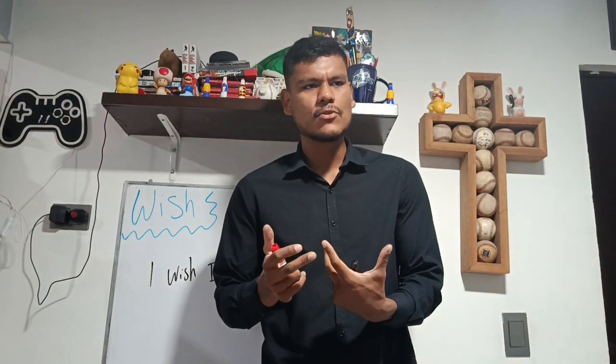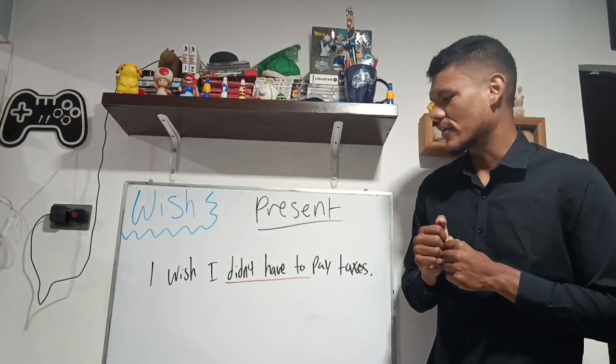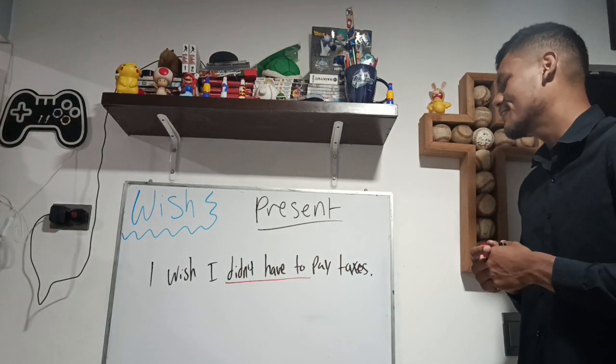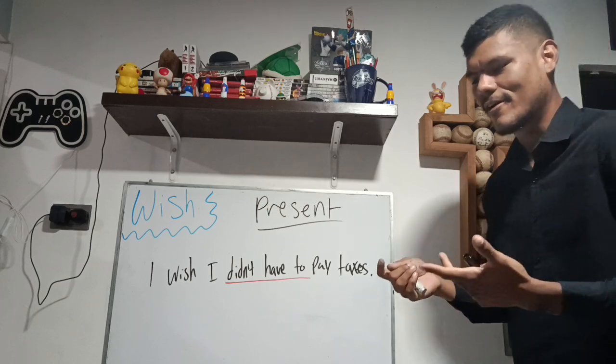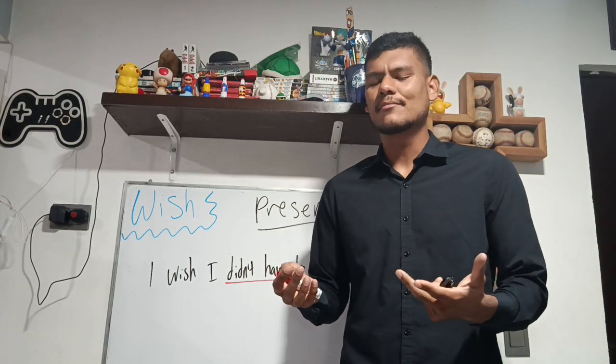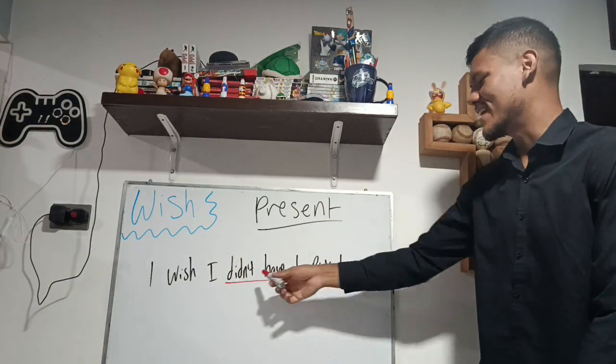So what we have to do is use the auxiliary didn't. For example, this sentence: I wish I didn't have to pay taxes. Yeah, very funny, the teacher talking about politics, but it's kind of true, you know, the government doesn't do anything with them. Anyway, I wish I didn't have to pay taxes.